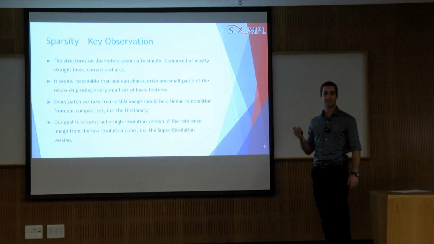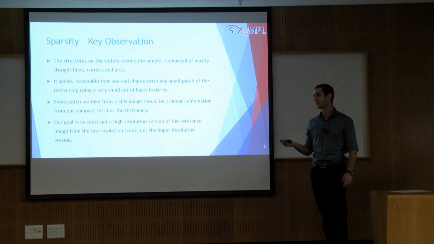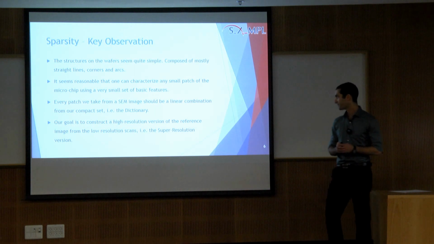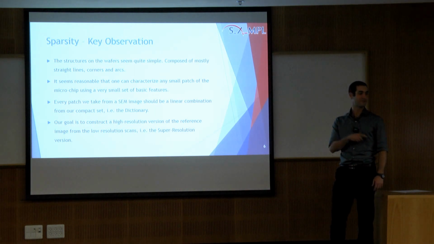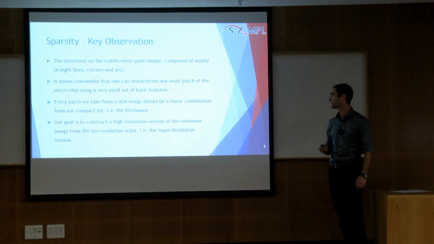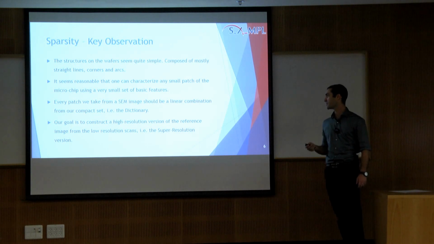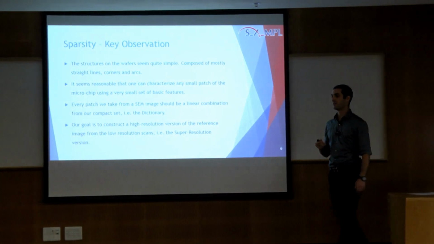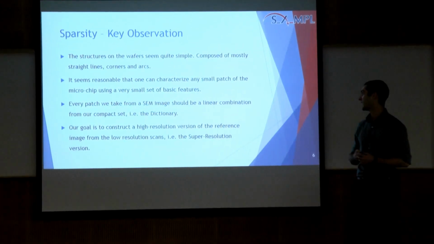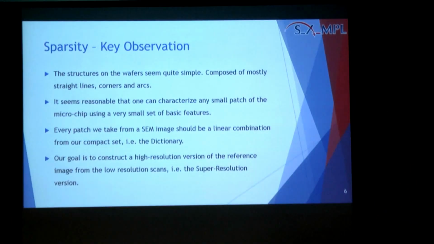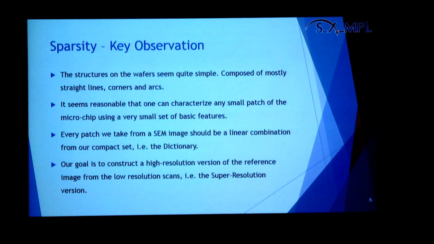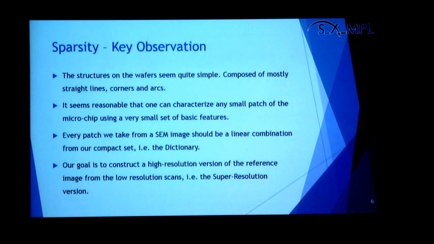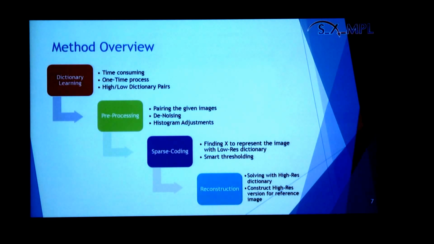In our case, that's the dictionary, in a very similar manner to what Maor just showed. Our goal, in contrast to what Maor just showed, is to construct both a low-res and a high-res dictionary that will enable us to get a high-resolution version of the reference image. We'll call the high-resolution digital version the super-resolution one. Okay, that's the method overview.